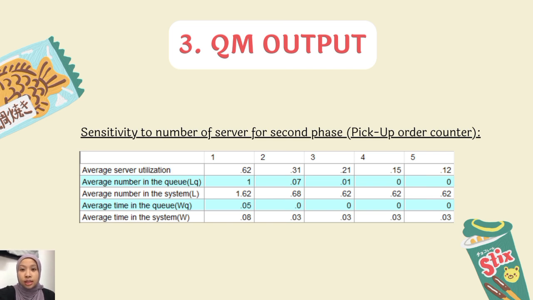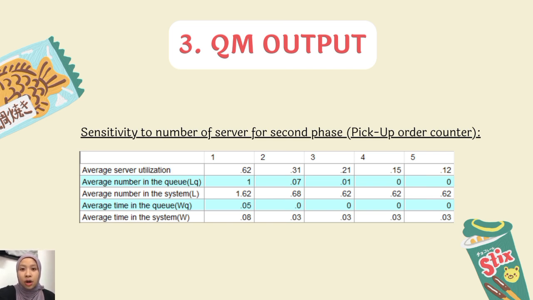With one server, the average server utilization is 62%, meaning the server is busy most of the time. The queue line, LQ, averages 1 customer, and the total number of customers in the system, L, is 1.62. The waiting time in the queue, WQ, is 0.05 minutes or around 3 seconds, while the total time in the system, W, is 0.08 minutes or around 5 seconds.